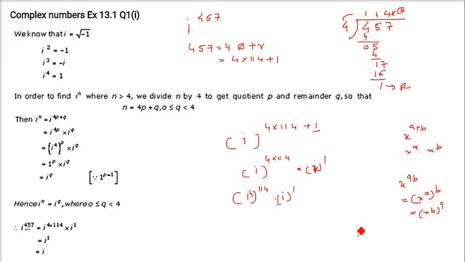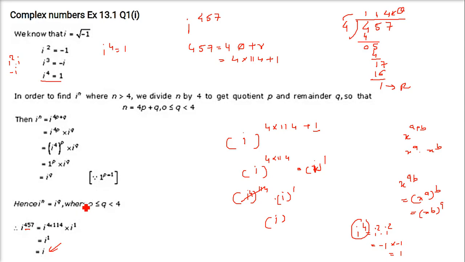i to the power 4 is nothing but i square into i square. i square is minus 1. So i to the power 4 is always 1. Since i square is minus 1, i cube is i square into i, that is minus i, and i to the power 4 is 1. So we find i to the power 4 and put it as 1. So this becomes 1, only i to the power 1. So i is the answer here.